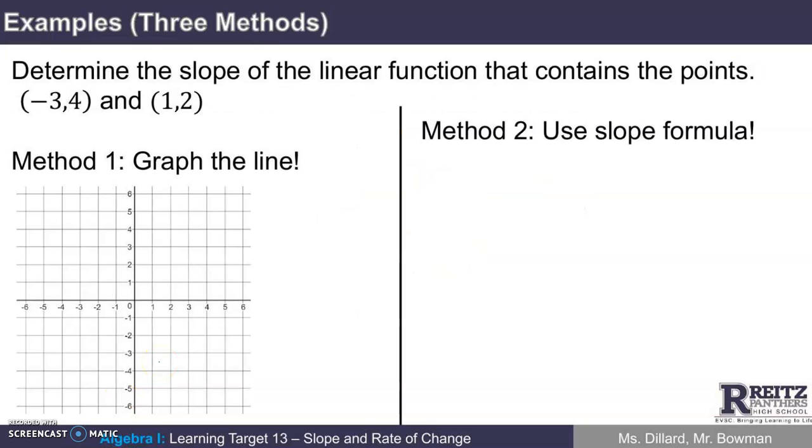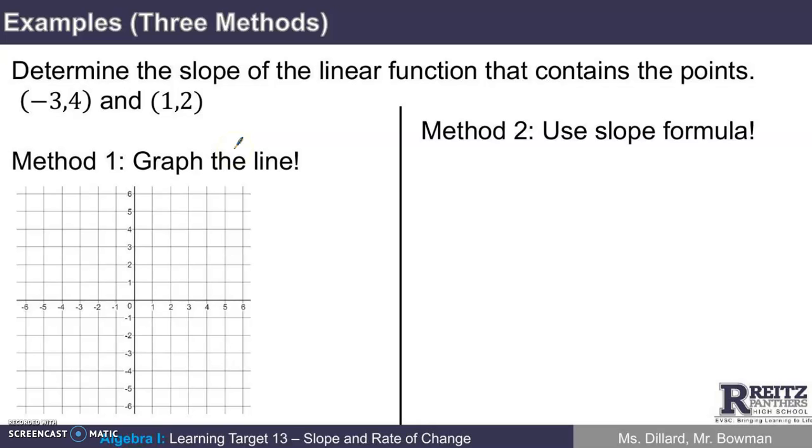In the next couple of minutes, we're going to work the same problem 3 different ways. And your job, as you're watching this, is to decide which way makes the most sense to you. So the problem is: determine the slope of the linear function that contains the points -3, 4, and 1, 2.